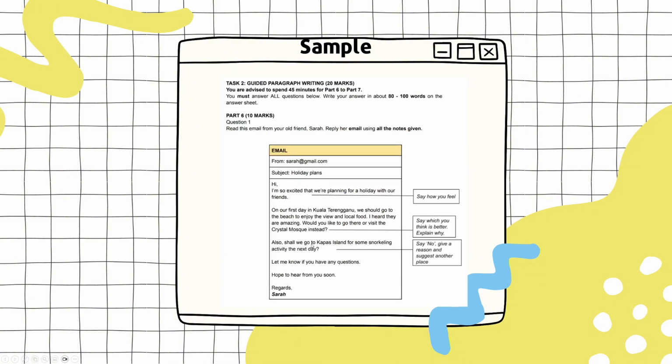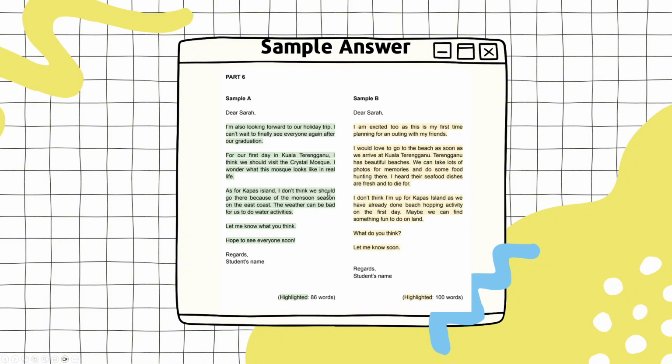And then she asked for advice. Shall we go to Kapas Island for snorkeling? The points require you to say no, give a reason, and suggest another place. So you say, okay, I don't think we should go there because of what? Then give another suggestion. For example, I don't think I'm up for Kapas Island as we have already done the shopping. Maybe we can find something fun to do online.